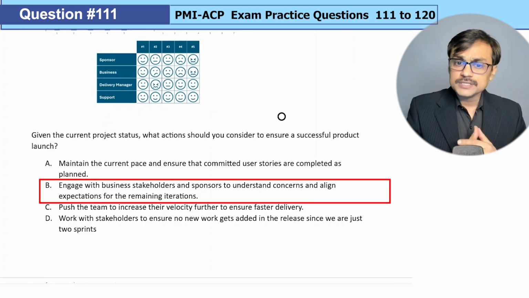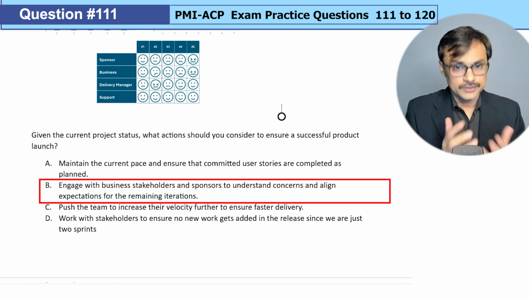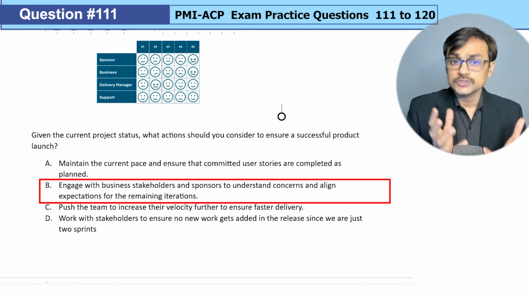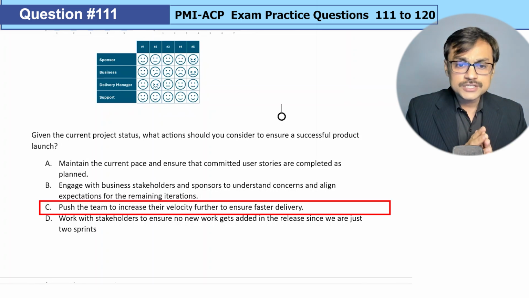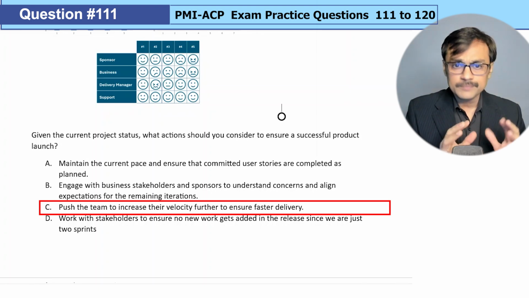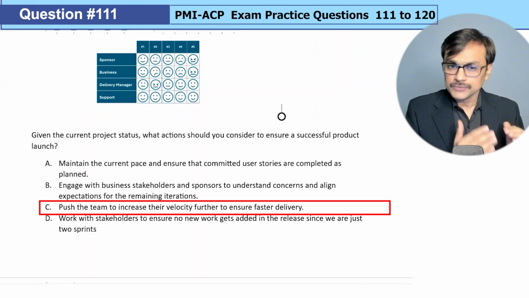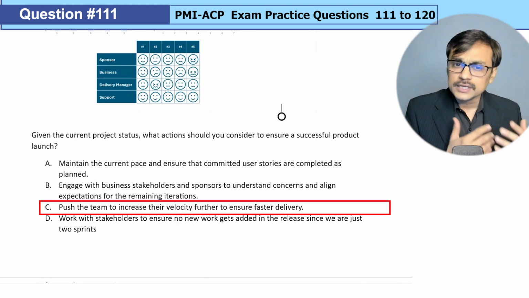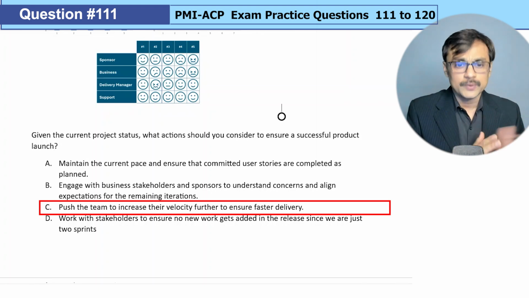Option B, engage with business stakeholders and sponsor to understand concerns and align expectations for the remaining iterations. Looks good because delivery is not a problem. The stakeholder concerns could be a problem. So option B for me is a good candidate. Option C, push the team to increase their velocity further to ensure faster delivery. Can happen, but that doesn't seem to be taking care of the problem. The velocity is a nice trend. The burndown chart is a nice trend. Focusing on the nice trend is not the usual thing we do when we are dealing with the question.